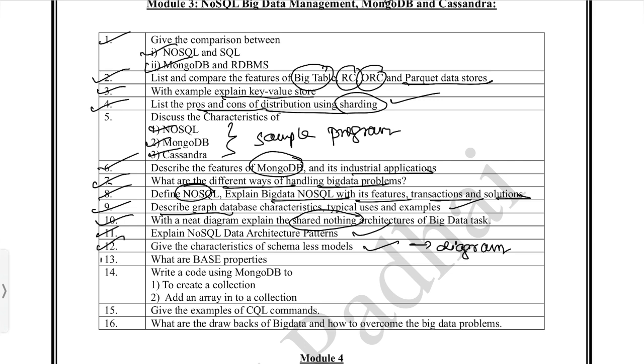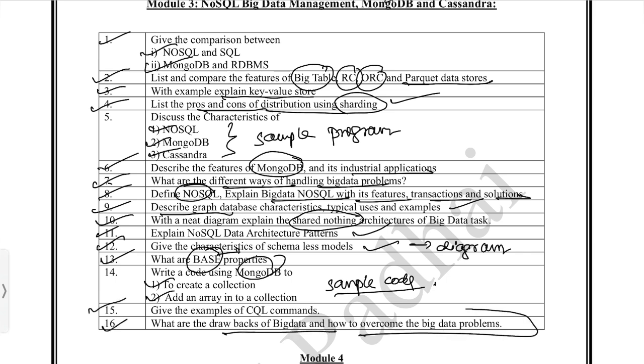This is done. What are BASE properties? You have to expand the full form of BASE, how you expanded it, and explain the properties. Now write code in MongoDB to create a collection and add an array into the collection. It is one of the sample codes. You have to write it. Then examples of SQL commands. Next you have what are the drawbacks of big data and how to overcome the big data problems. Again, it is given in the explanation.